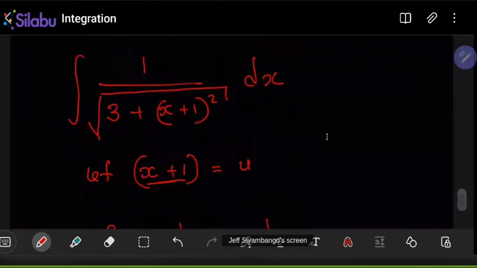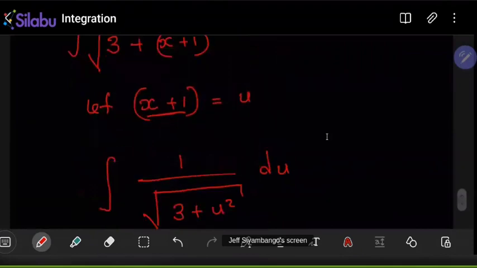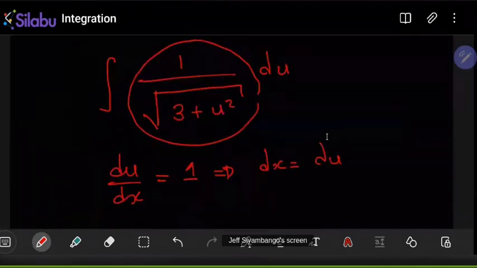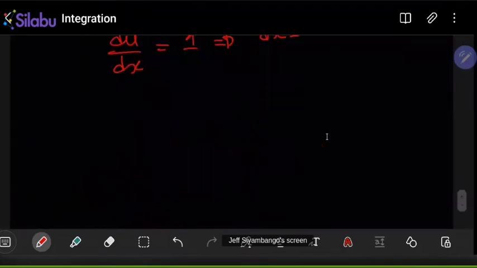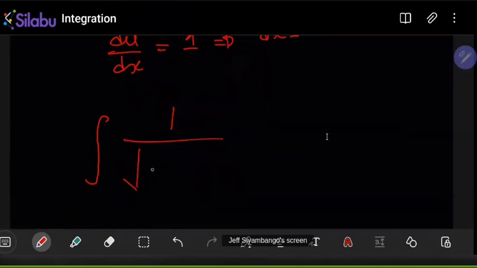And look at how it reduces. It now reduces to the form that might actually look familiar to you. In this case, it reduces into a form that we haven't dealt with yet. It has reduced into a form where we have the square root of a number here. This is 3, and then we have plus u squared.